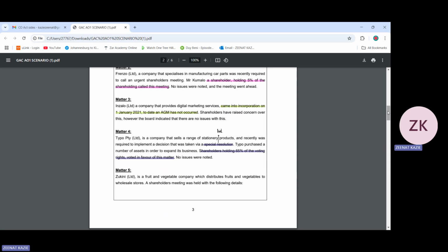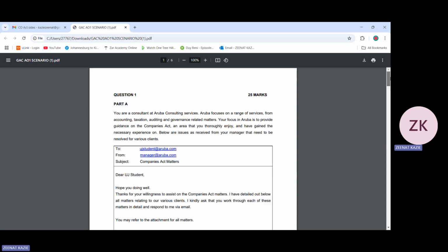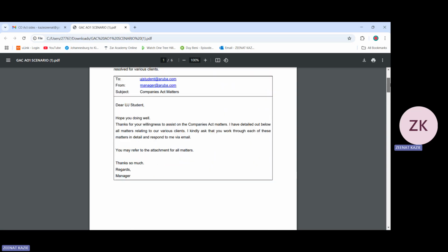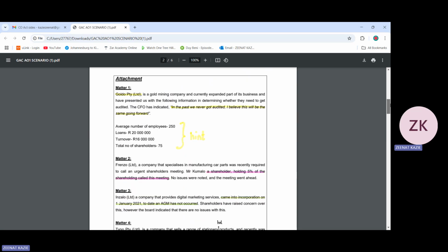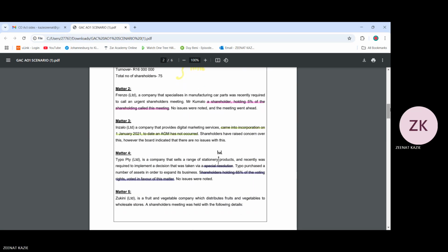The Companies Act says that an AGM has to occur within 18 months of a company being incorporated. January 2021 is when they were incorporated. If you go to the top of this email for the date, it's not here, but it was 2023, sorry, 2024, because it was last year's paper. So that would be more than 18 months.